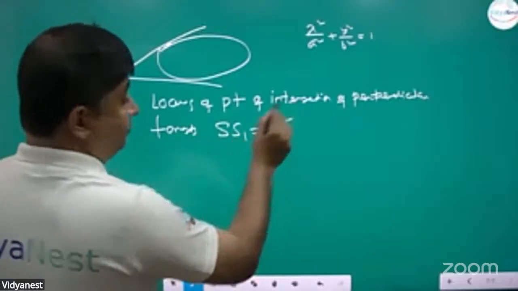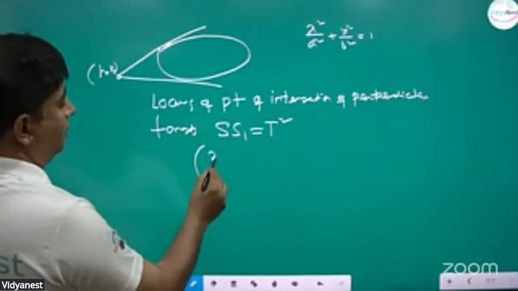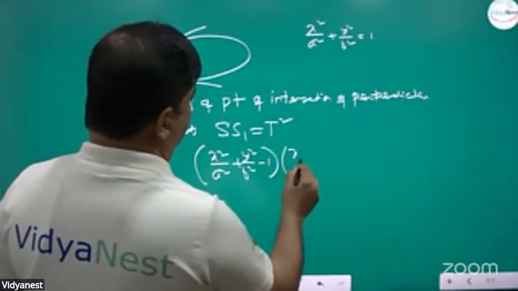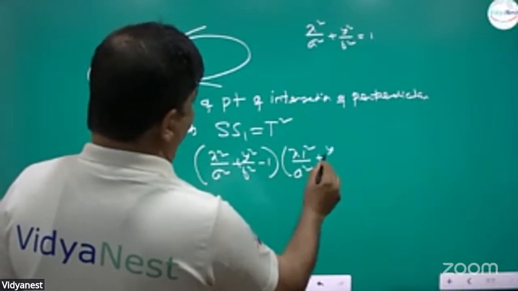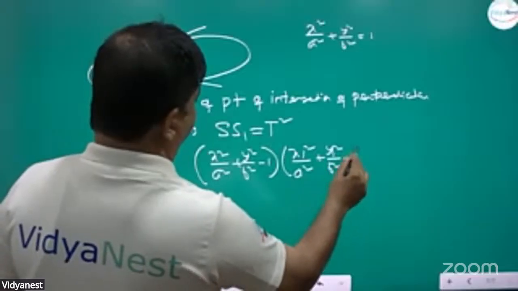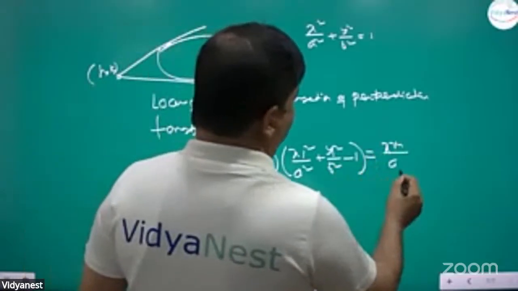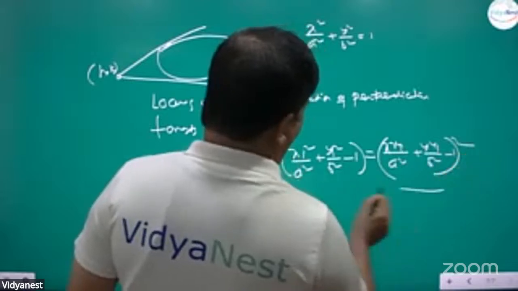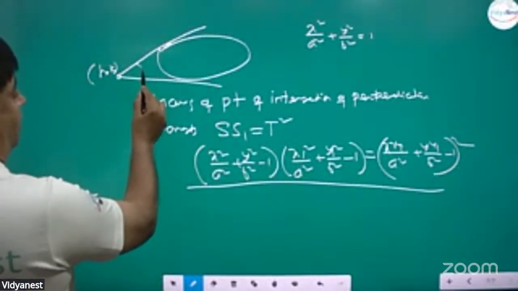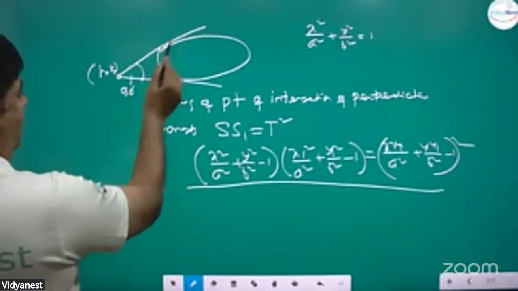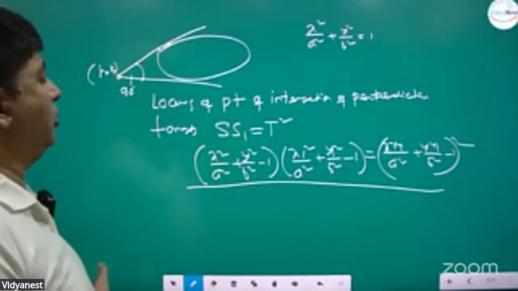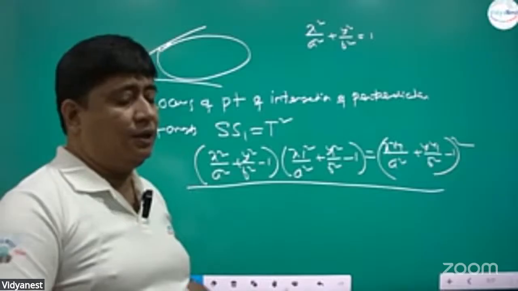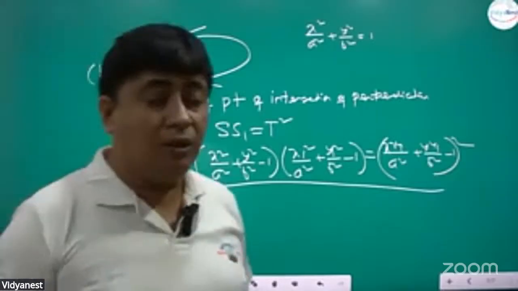S1 into T square. What is S? x square by a square plus y square by b square minus 1. So this extra formula you have to learn: x1 by a square plus y1 by b square minus 1, whole square. Earlier we got the condition for a 90 degree pair of tangents. Here any angle so formed, that is the locus. So more or less the properties of the ellipse are done, but we have to do a few more sums.